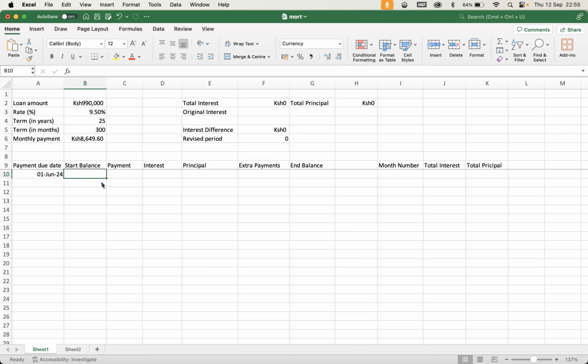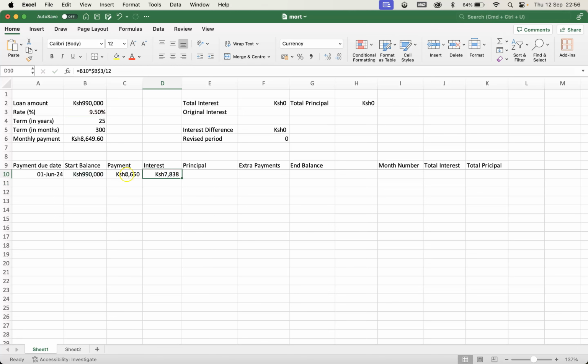To start us off, the start balance is this amount here. Now payment is equal to B6, which is this amount, and we need to lock in the formula because we will be dragging the formula down so that it retains the same reference point. Interest is calculated by equals B10 here multiplied by B3, which is the interest, divided by 12. B3 will also be referenced at one point when we drag the formulas over the number of periods. So we just do that and lock in B3.